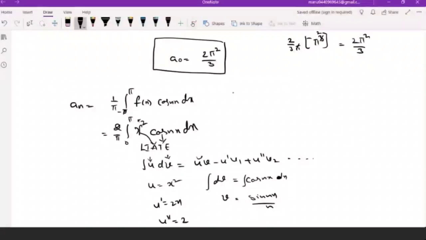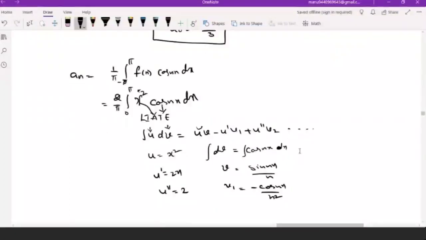Up to the variable vanishing, we have to do the differentiation. The variable can vanish here. If you do the differentiation two times, the variable will vanish. When we do two times differentiation, we have to do three times integration. First one time is over. Second time, v1 is equal to integration of sin, which is minus cos nx by n square. Another time, v2 is equal to minus sin nx by n cube.